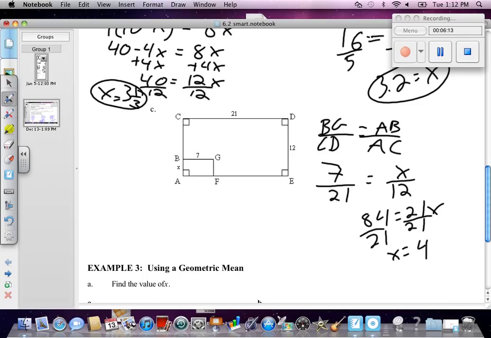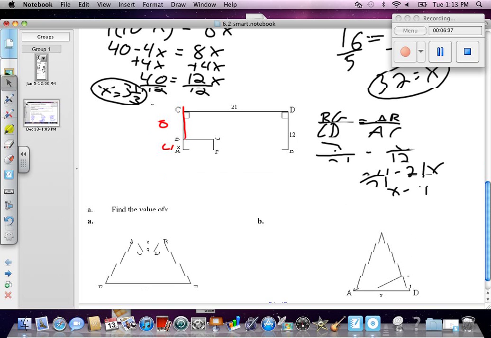Okay, since I know x is 4, what would C to B be? A to B now is 4. It would be 8, because it would have to add up to 12. Okay, we're going to use some geometric means to solve the next two. And we're done.